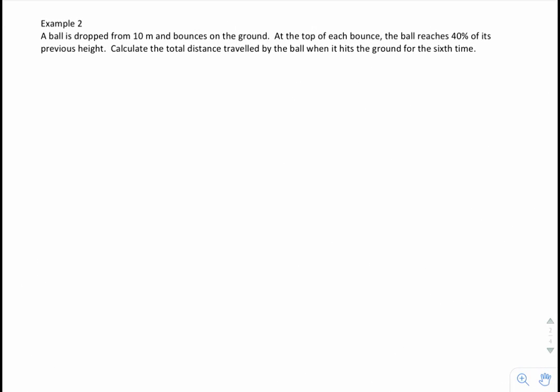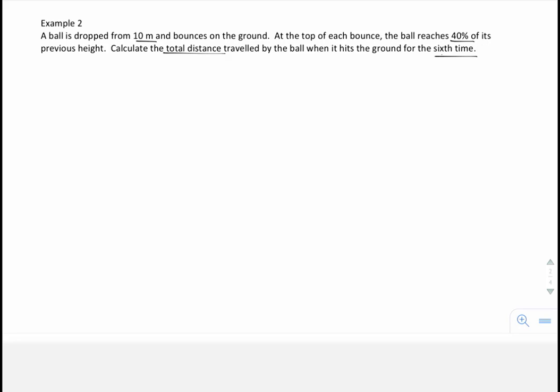So a ball is dropped from 10 meters and bounces on the ground. At the top of each bounce, the ball reaches 40% of its previous height. So that's important information. Calculate the total distance traveled by the ball when it hits the ground for the 6th time.